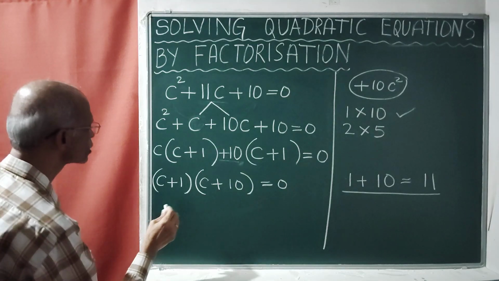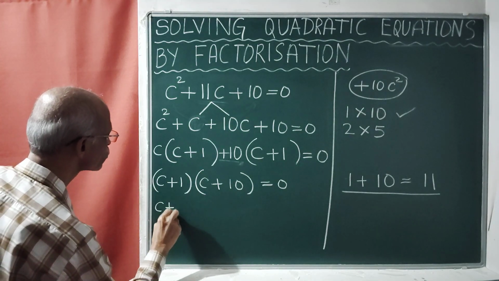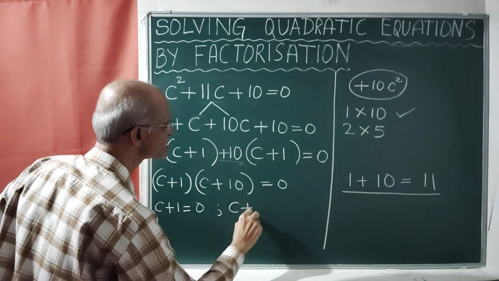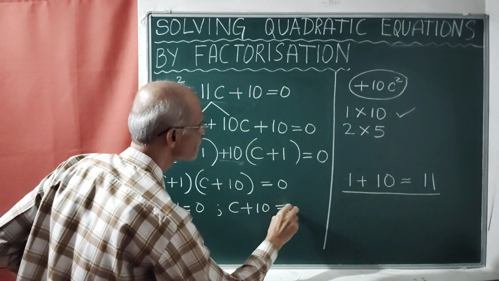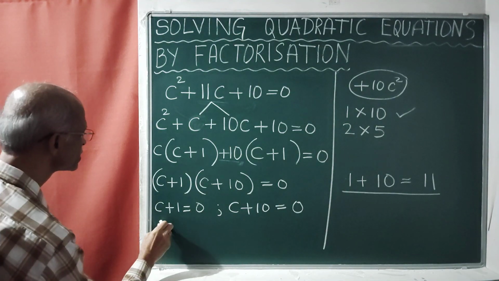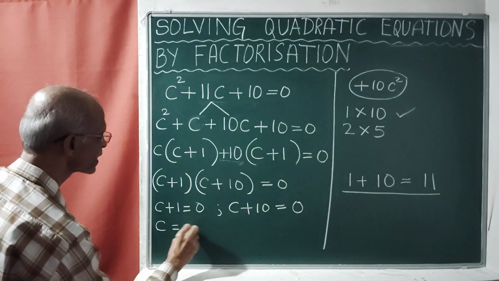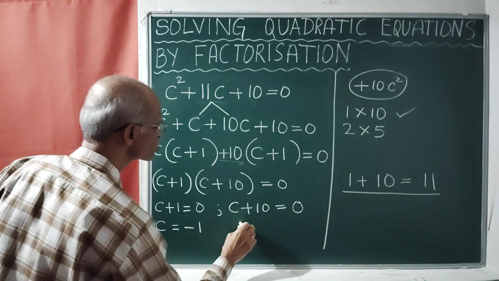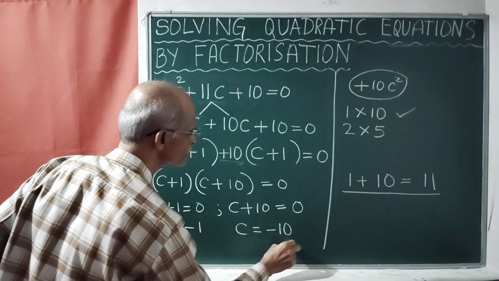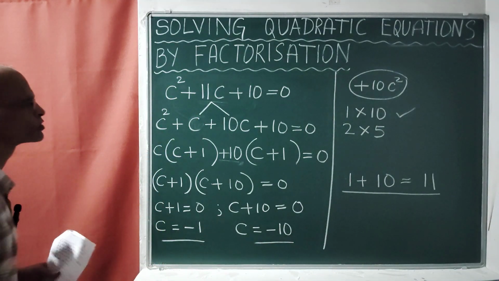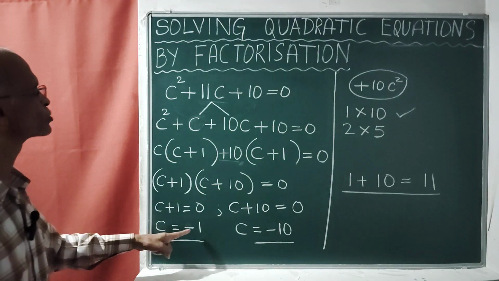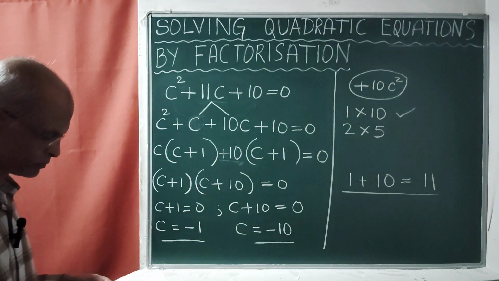Now I will equate each to 0. c plus 1 equal to 0, c plus 10 equal to 0. If I solve this equation, c will be equal to minus 1. When I solve it here, c will be equal to minus 10. So this equation has got two roots, minus 1 and minus 10.